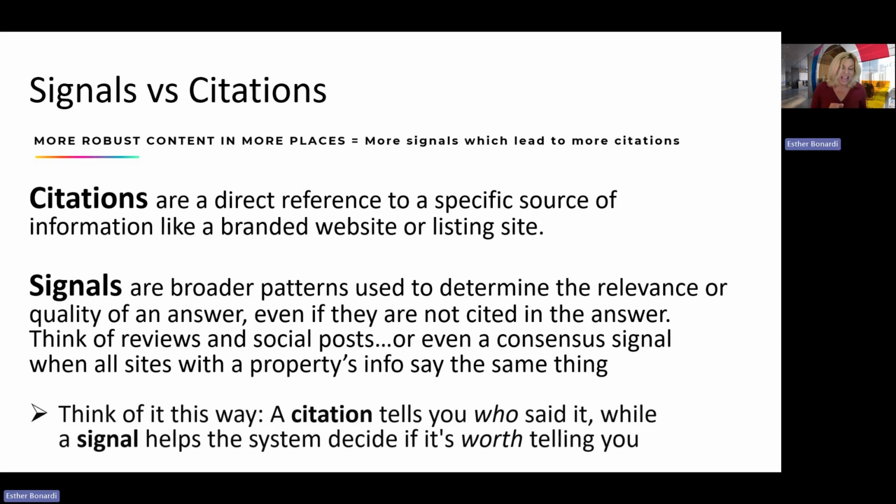Signals are the things that tell Gemini which ones they should recommend to me to begin with. Signals are a broader pattern used to determine the relevance or quality of an answer, even if they're not cited in the answer. Often the signals are not cited. I want you to think of things like reviews and social posts that give more information, but they might not be cited. Think of it this way. A citation tells you who said it, while a signal helps the system decide if it's worth telling you. That's one way to look at it.